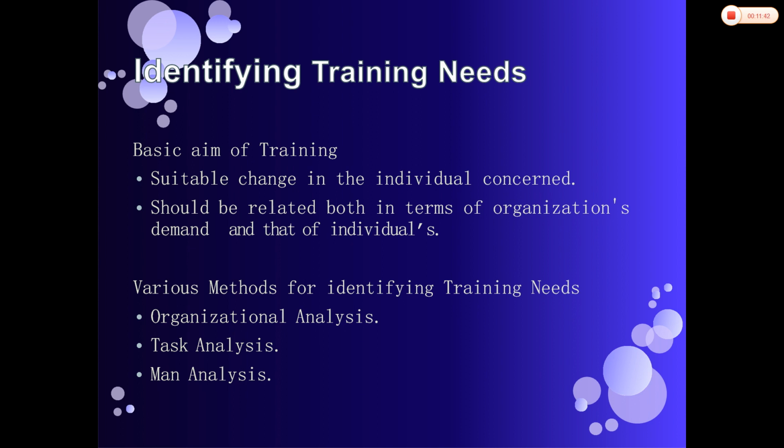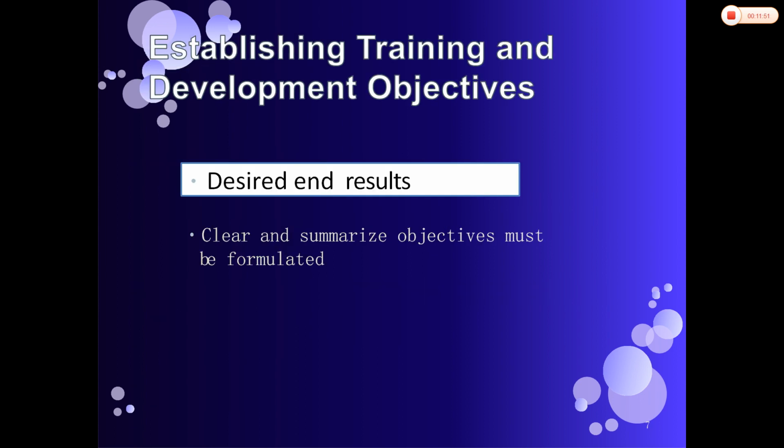So these are the three methods. Through these three methods, we are identifying the training need of an employee and the training need of an organization. Now, the second point in the slide is establishing training and development objectives. What is the aim of having a training? Why are you giving the training? Why are you discharging the training?